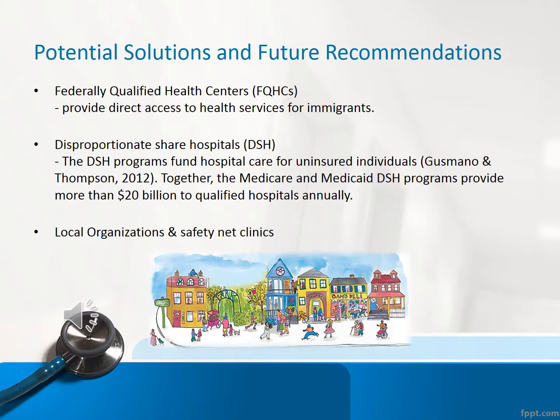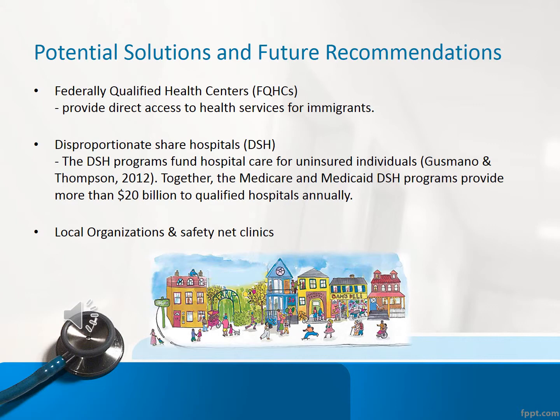Another solution is the disproportionate share hospitals, also known as DSH. These programs fund hospital care for uninsured individuals. Together with the Medicare and Medicaid DSH programs, they provide more than $20 billion to qualified hospitals annually. Another potential solution is local organizations and safety net clinics. For example, here locally, near many of us in Washington, D.C., the Alliance Insurance Program, which is funded by the city, offers free health insurance. 90% of those covered are undocumented immigrants who are not eligible for federal incentives.